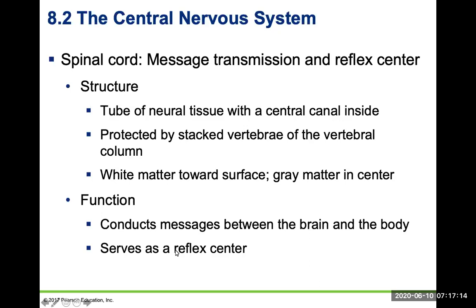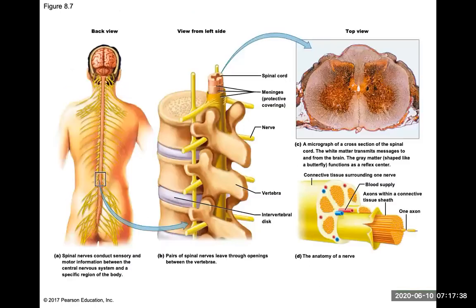It also serves as a reflex center. So some of your reflexes that happen extremely rapidly to avoid painful situations or danger, those messages won't even get up to the brain. They'll just go through the spinal cord to allow you to step off of something if you sense pain, or remove a part of the body if it's in a dangerous situation.